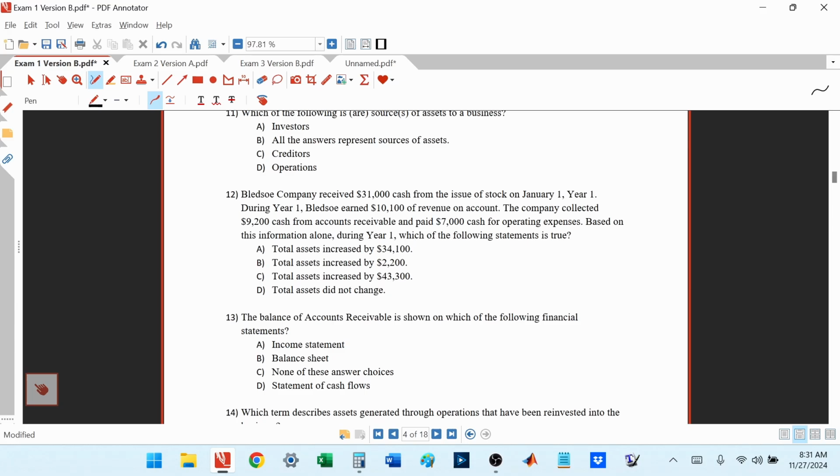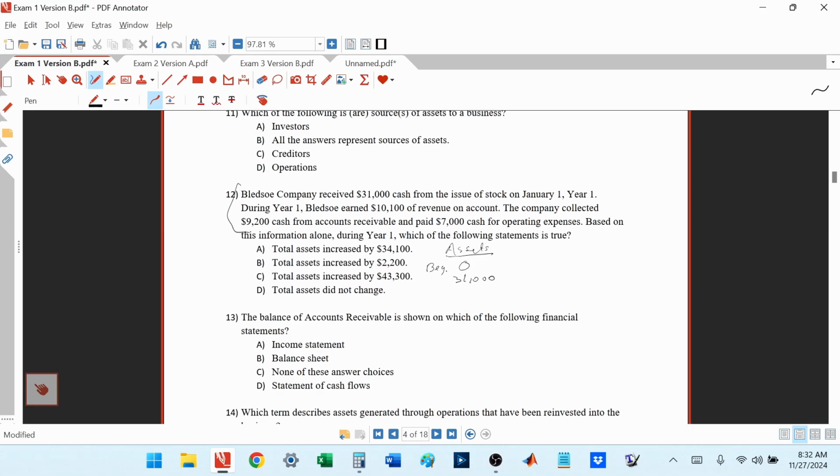Let's do 12. Excuse me. Let's jump straight to the question since there's so much given information here. Based on the information alone during year 1, which of the following statements is true? And all the statements are about total assets. So, and this is year 1. So the beginning balance in total assets is 0. And they're wanting to know the change in total assets. So beginning total assets are 0. January 1st, we got 31,000 cash from issuing stock. So assets go up by 31,000 because it's cash.